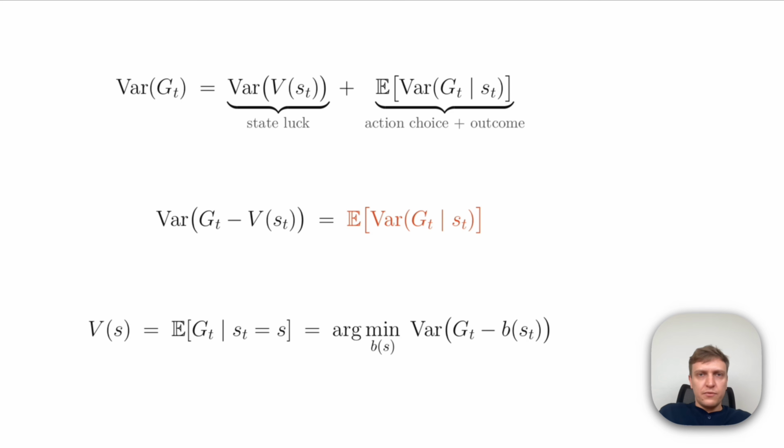Moreover, you can show that subtracting value is actually optimal in terms of minimizing this total variance for all possible baseline functions that we can subtract. Baseline function here means some function that depends only on the state and doesn't depend on the action. Among all the possible functions depending on the state, subtracting the value function is the best choice if you want to minimize the total variance of this difference. And this is exactly what makes this choice the right choice in this case.